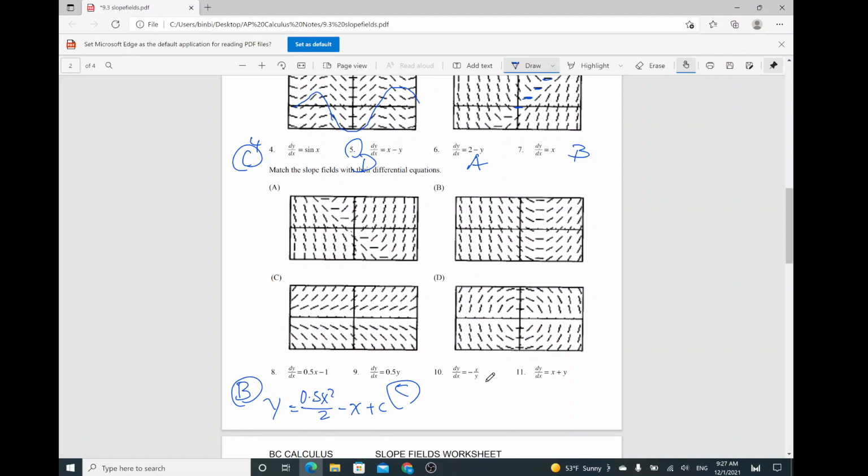And then for this one here, negative x over y, again, plug in a number. So let's say negative 1. So let's plug in 1 and 1. So 1 over 1, that's 1, but it's negative.